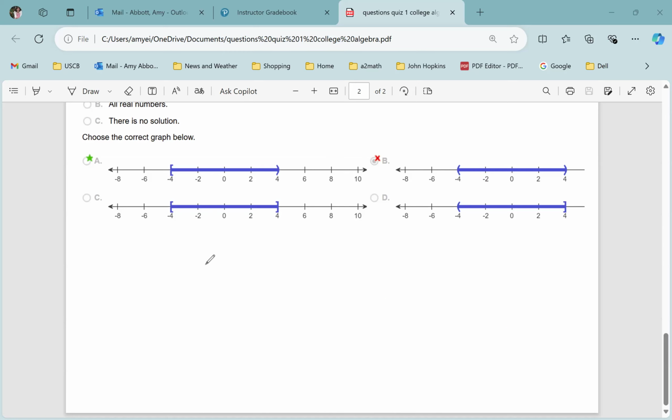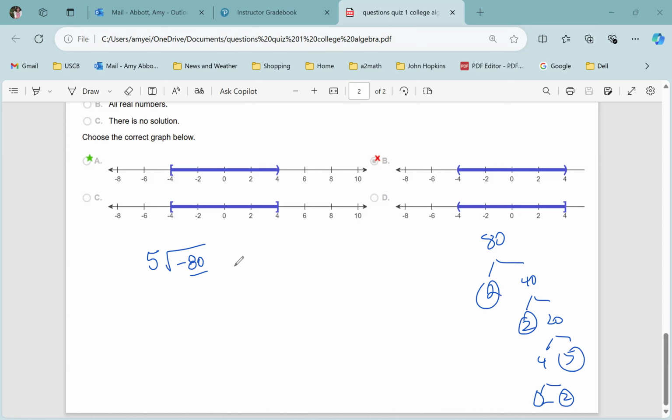All right, and then we'll make it a little bit harder. 5 square root of negative 80. Okay, for the 80, make another factor tree. Any two numbers you want multiplied together. I'm going to go with 2 times 40, and then that's 2 times 20, 4 times 5, or 2 times 2. The number 80 is composed of all these factors. 1, 2, 3, 4 2's, and a 5. Oh, and it was a negative. All right, so we have a pair of 2's, another pair of 2's, and then that 5.